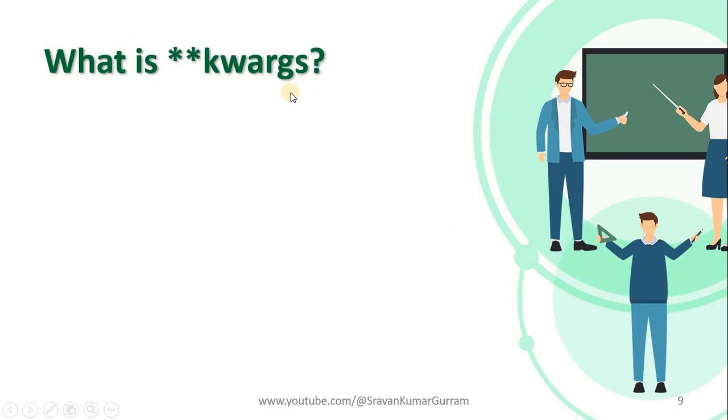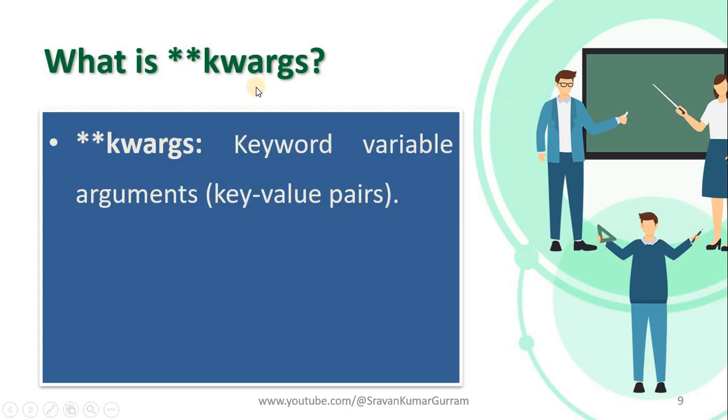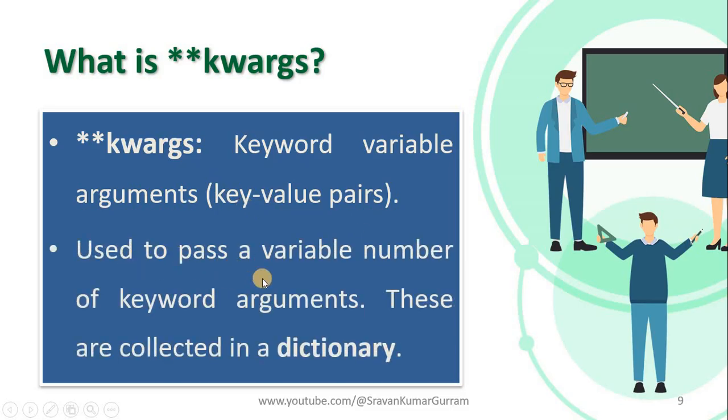And what is kwargs? Kwargs is a short form for keyword arguments, where kw means keyword and args means arguments, and the double star indicates variable length. Okay, variable length keyword arguments, and it stores the values in the form of key value pairs. It is used to pass a variable number of keyword arguments. The values within the variable length keyword arguments are stored in the form of a dictionary.